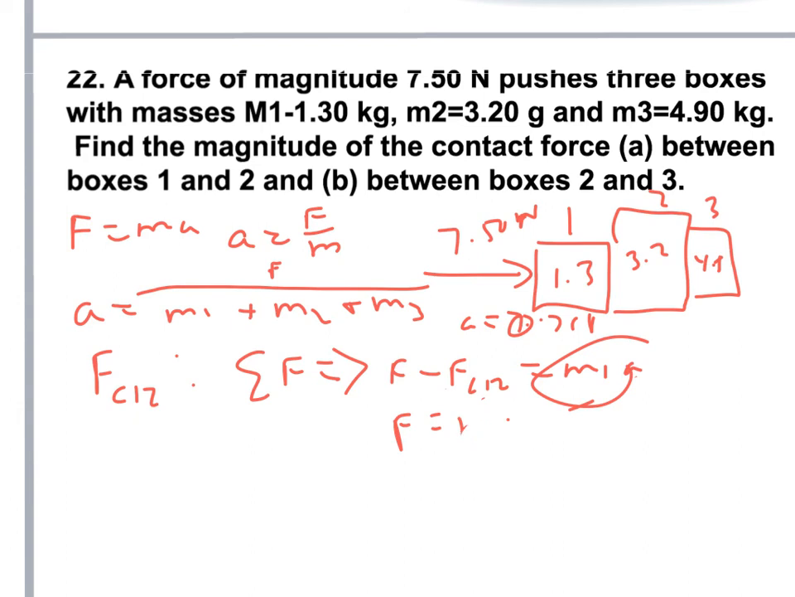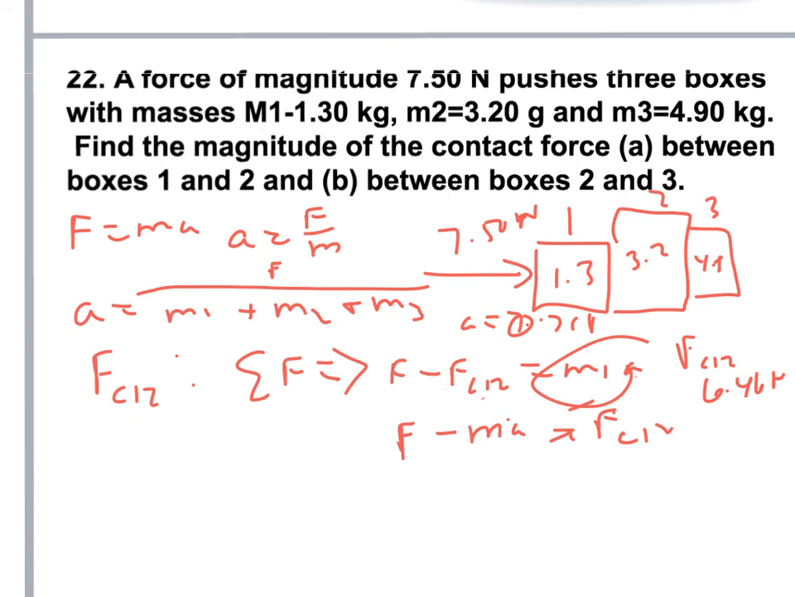Actually, let me erase that here. So we have our F minus ma equals F contact force between 1 and 2. So that gives us the contact force between 1 and 2 as 6.46 newtons.